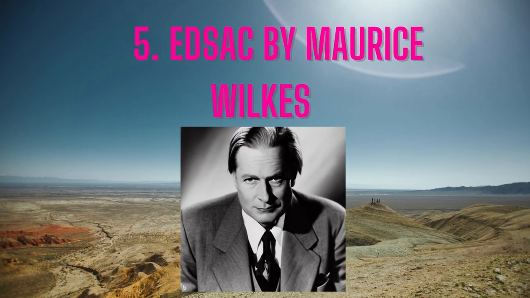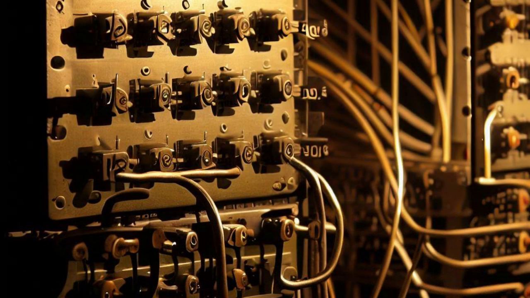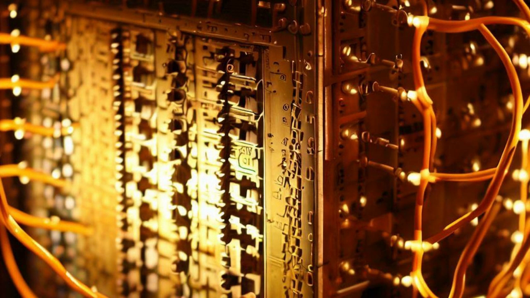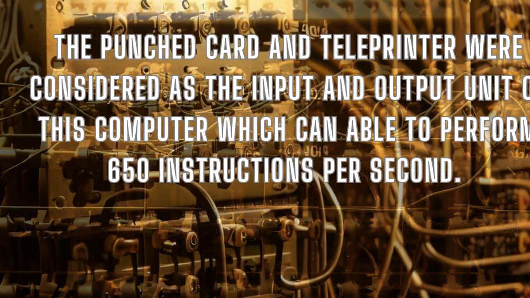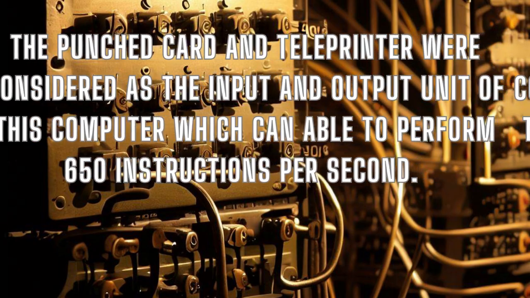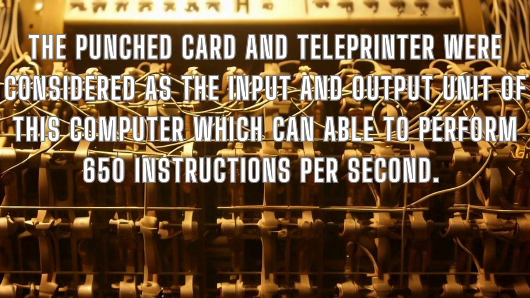5. EDSAC. The Electronic Delay Storage Automatic Computer, EDSAC, was developed by Maurice Wilkes and his team at the University of Cambridge in 1949. The computer used vacuum tube technology for building the basic logic circuits and memory delay lines. The punched card and teleprinter were the input and output units of this computer, which was able to perform 650 instructions per second.